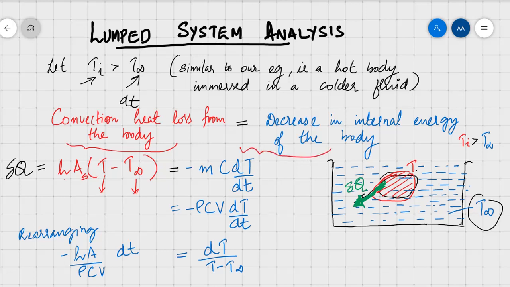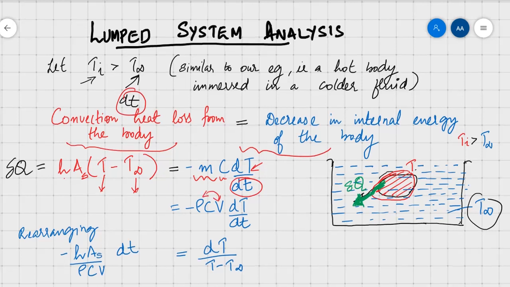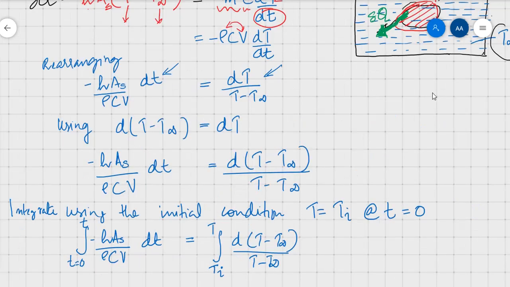The decrease in the internal energy of the body is minus m c dT, where m is the mass, c is the specific heat, and dT is the change in temperature during this incremental time dt. The mass of the body may be expressed as density times volume. Taking temperature terms to this side and the rest to the other side, you finally get to this form. We have taken T infinity to be constant. Therefore, the differential of T minus T infinity is going to be dT minus dT infinity, and T infinity being a constant, dT infinity equals 0. Therefore, we have d of (T minus T infinity) equals dT.